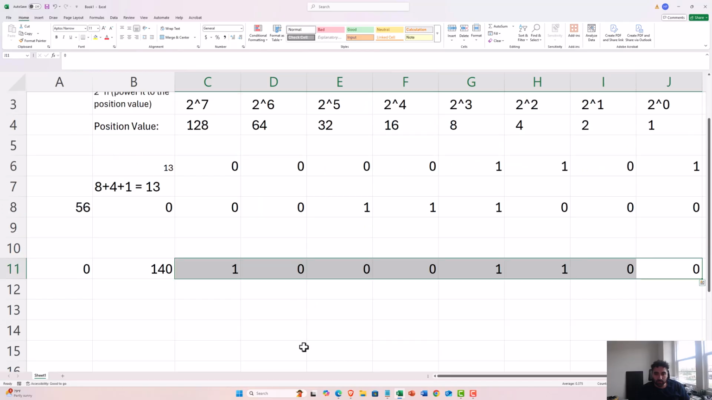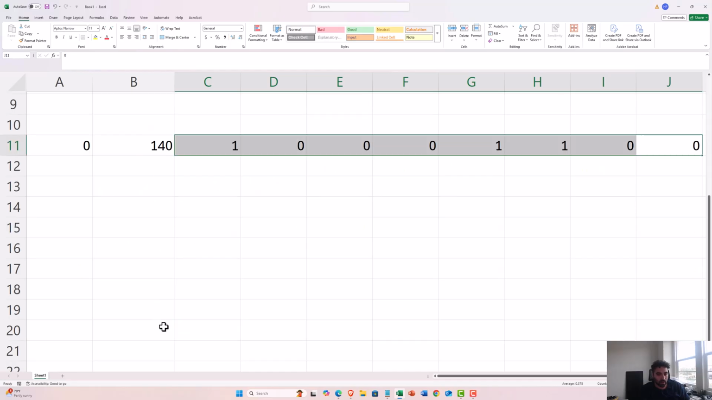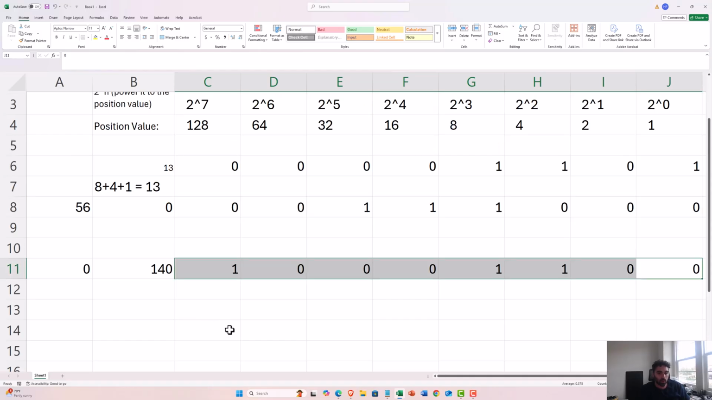So the binary conversion of the number 140 to decimal is 1, 0, 0, 0, 1, 1, 1. Sorry, 100011100. Now, if you add all the positional values together, if you add 8 plus 4 plus 128, it'll give you 140. All right. Now, what if we do it the other way around?